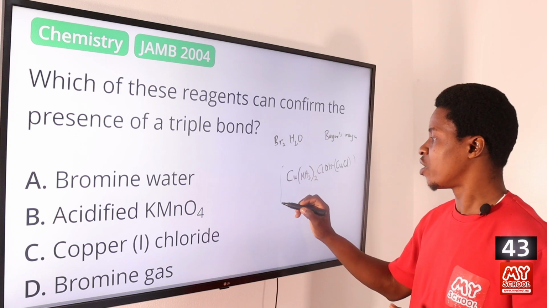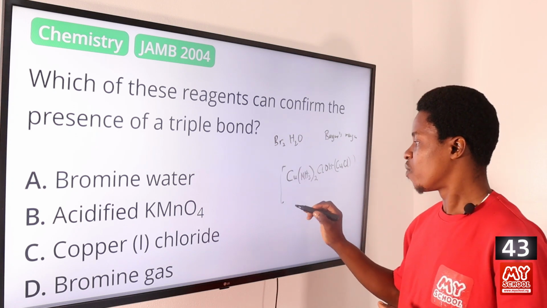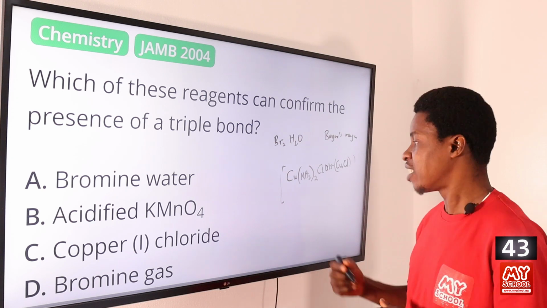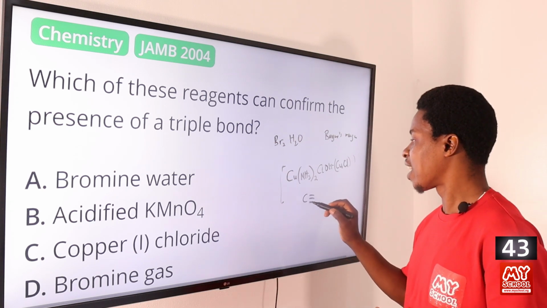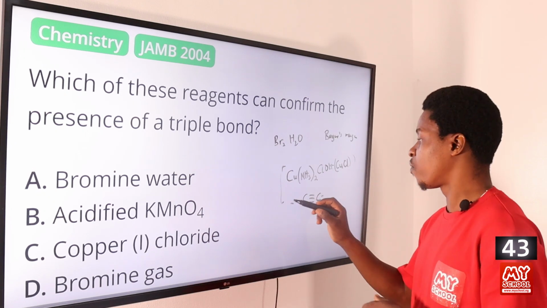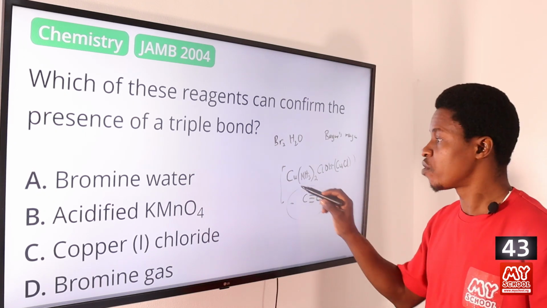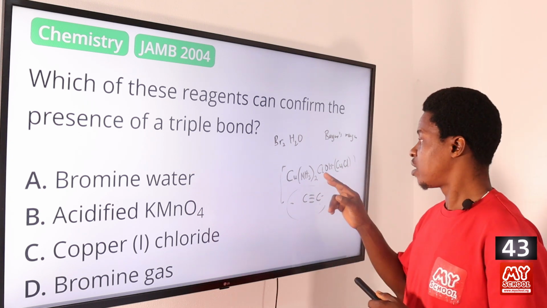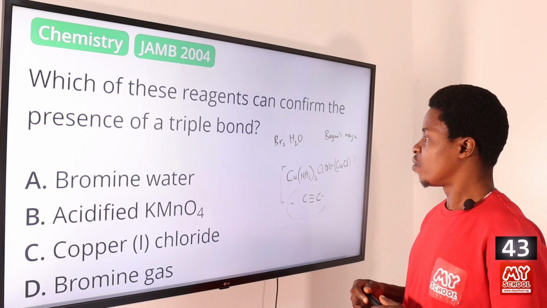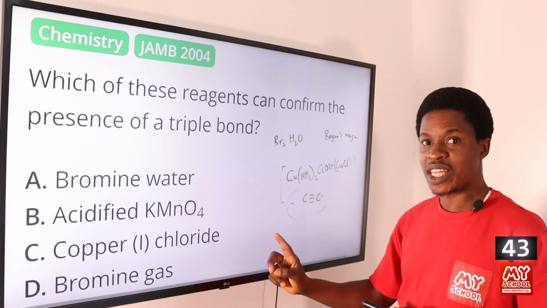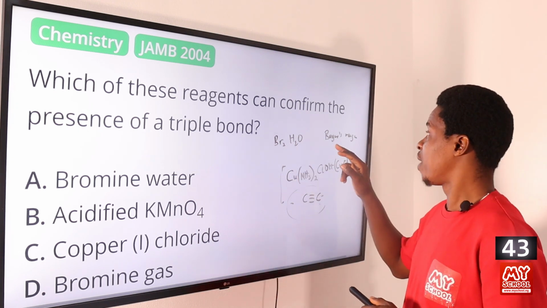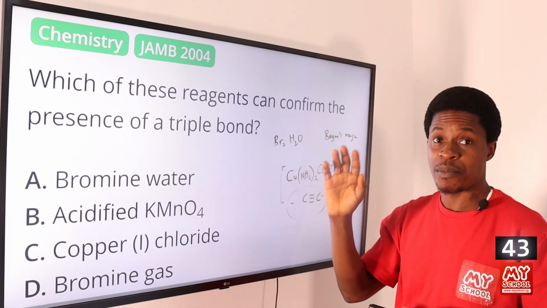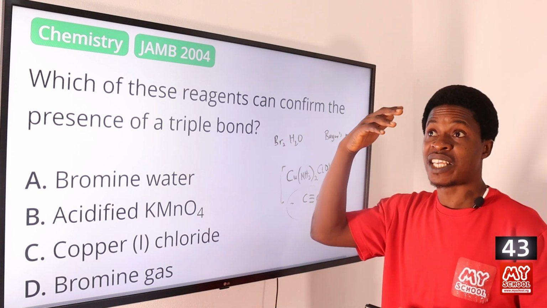So if you bring this one into a substance and we have a red precipitate form, the presence of a red precipitate is showing that it is what? It is an alkyne that is present there. So we can test for the presence of what? Of a triple bond. So you can use ammoniacal cuprous chloride, which is this, or you can use bromine water, or you can use Bayer's reagent. Any of these will just make the color of the reagent do what? To disappear.